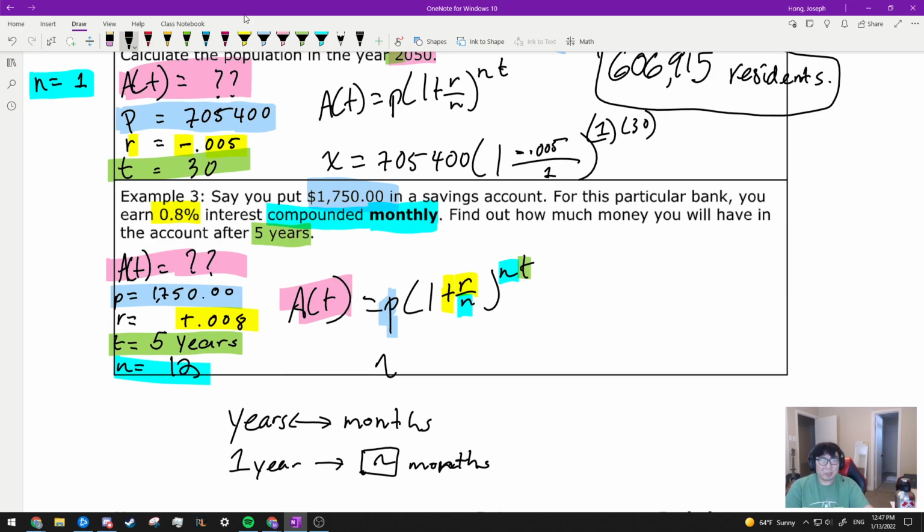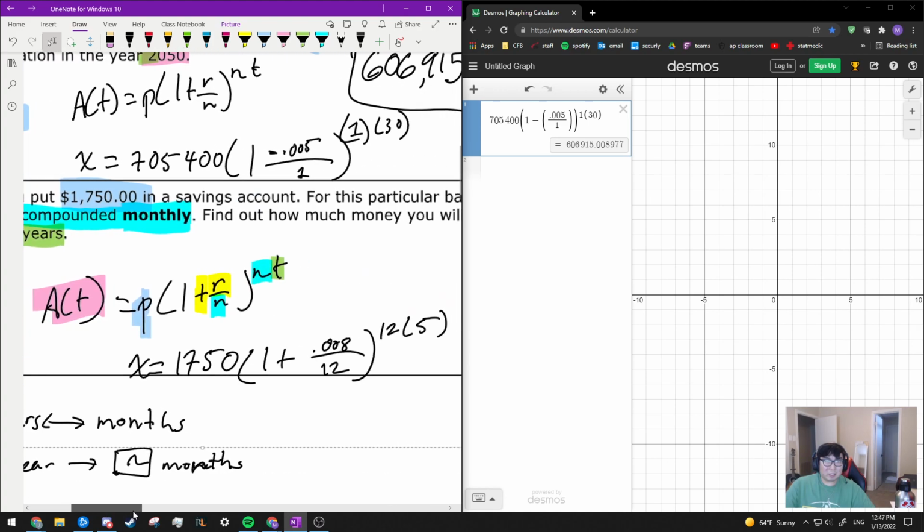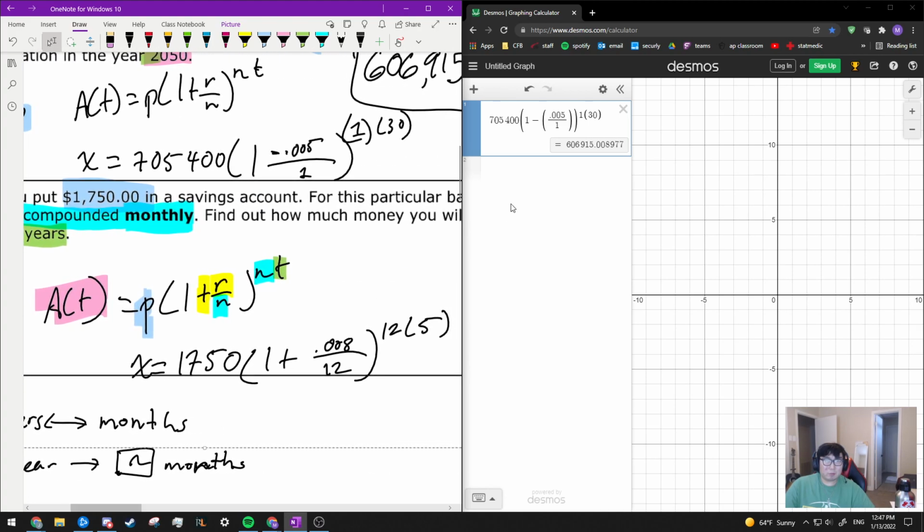So it's going to be x is equal to 1750 times 1 plus 0.008 divided by 12 to the power of 12 times 5, which is really 60. So I'll leave that there for now because the calculator is going to do it for us. The whole idea behind this lesson is, can you put the variables where they belong? So now, 1750 times 1 plus 0.008 over 12, and of course this is a 12 now outside, 12 times 5.